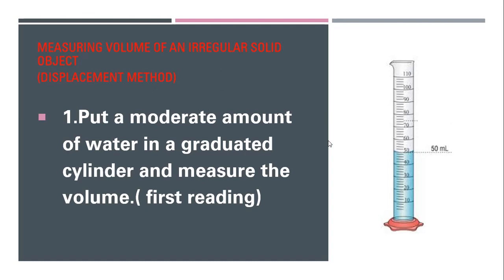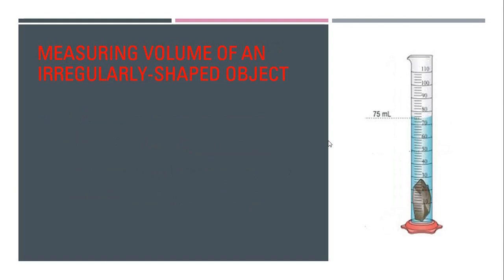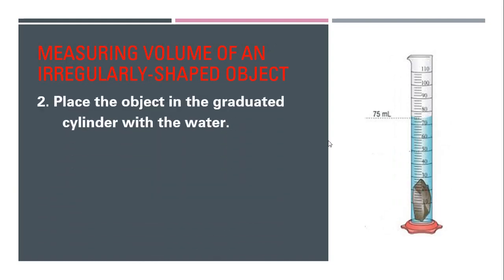Okay, now when it comes to measuring the volume of an irregular solid object like a piece of rock, for example, we put a suitable amount of water in the measuring cylinder, for example 50 milliliters as shown. Then we put the rock. Okay, so now the rock is going to displace, or take the place of, some water. So the water level is now going to rise up to 75 milliliters.